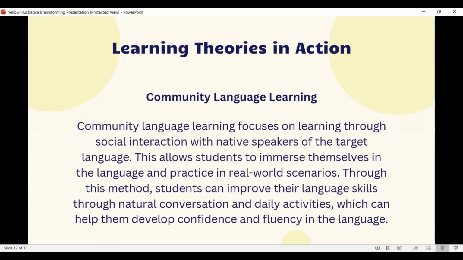Next, we have community language learning. Community language learning focuses on learning through social interaction with native speakers of the target language. This allows students to immerse themselves in the language and practice in real-world scenarios. Through these methods, students can improve their language skills through natural conversation and daily activities, which can help them develop confidence and fluency in a language.